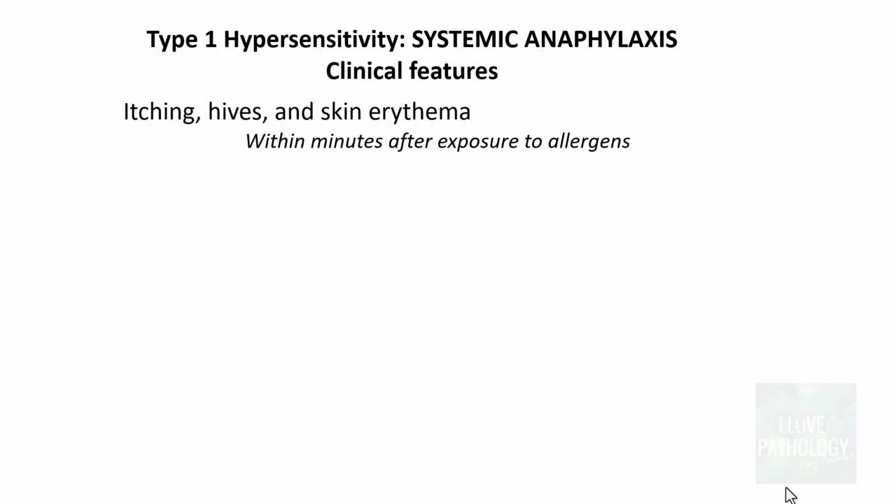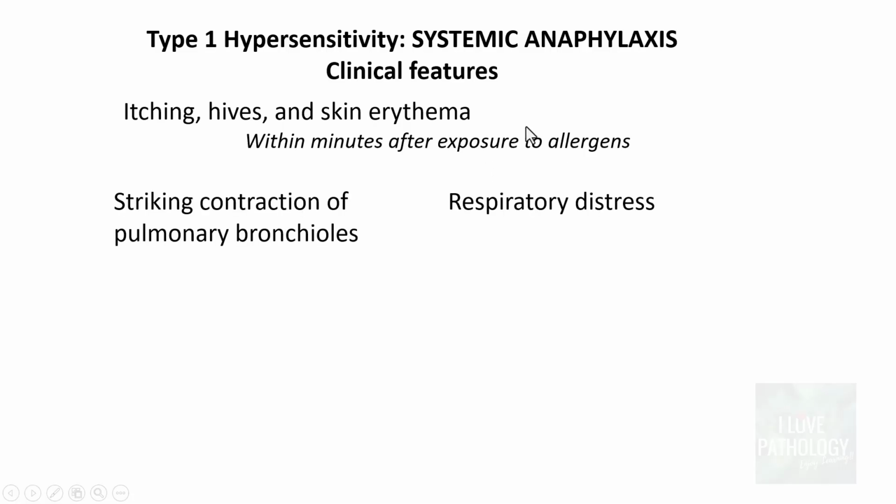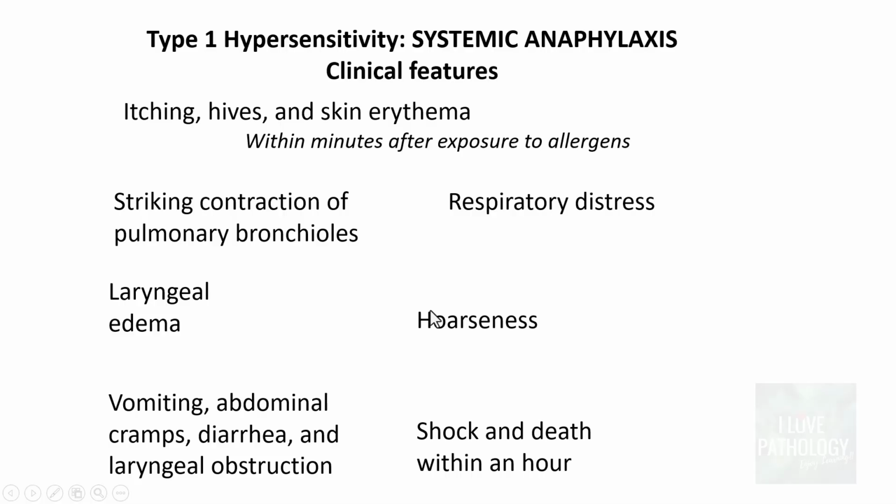Let us see the clinical features of systemic anaphylaxis. Usually, as soon as the patient is exposed to these agents, it begins with itching, hives, and skin erythema immediately, within minutes after exposure to allergen, and then moves on to manifestations of respiratory distress. That's because of contraction of pulmonary bronchioles. Laryngeal edema can be a feature which can result in hoarseness of voice, and then the patient will have vomiting, abdominal cramps, diarrhea, and severe laryngeal obstruction, which can lead to respiratory distress, shock, and death within an hour if it is not treated immediately.